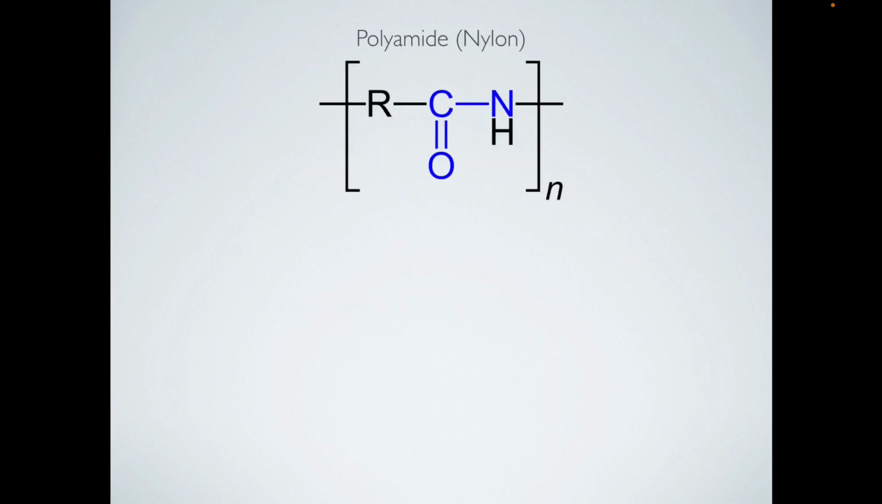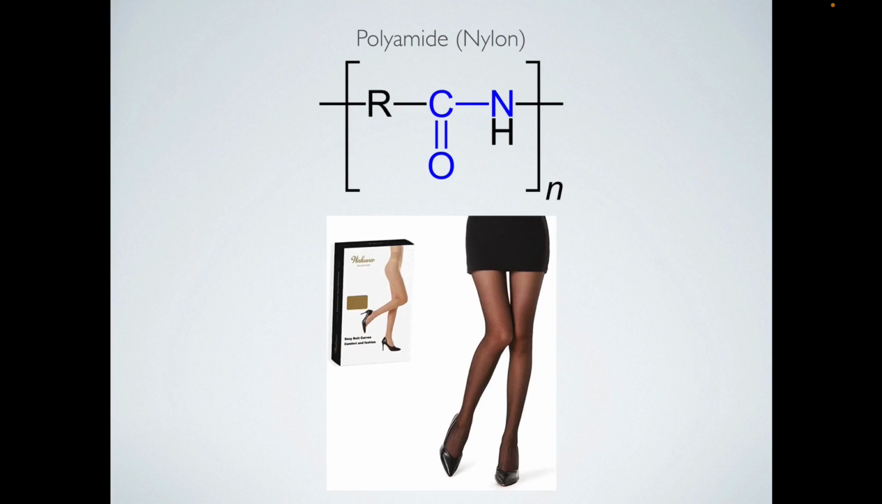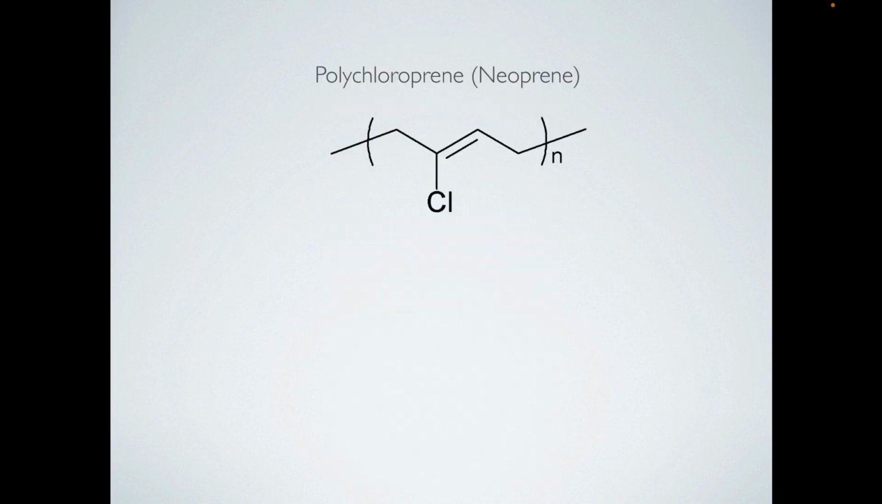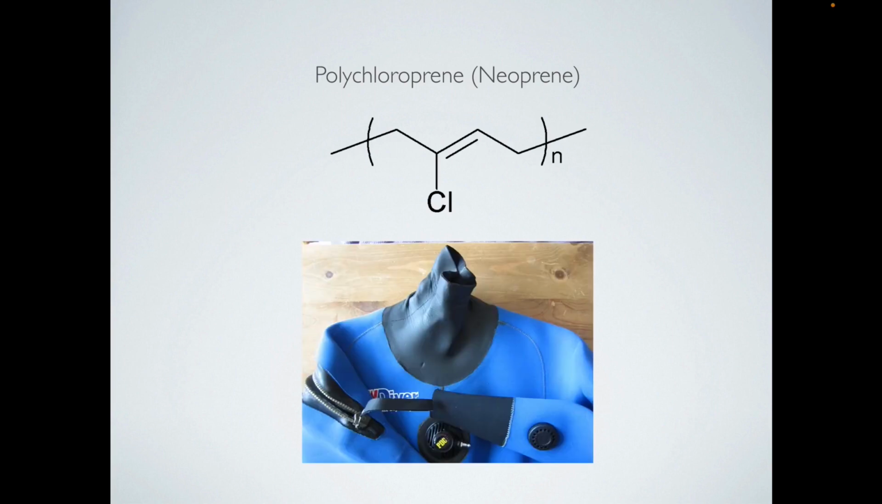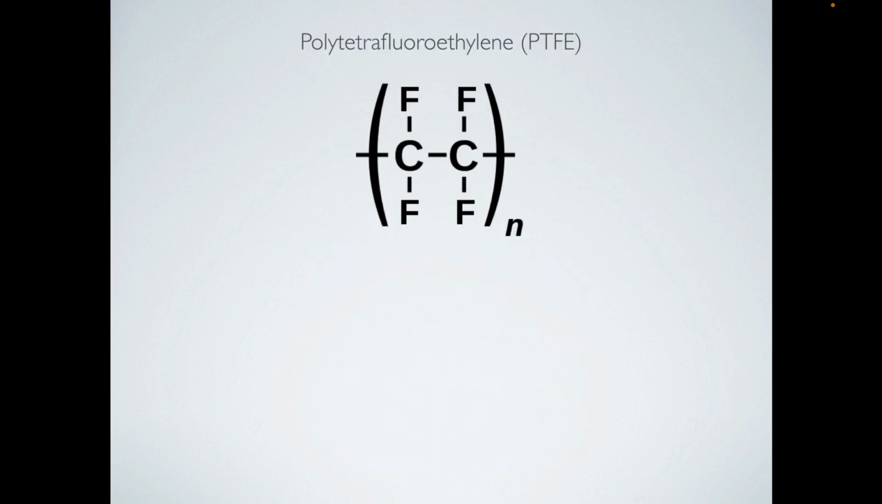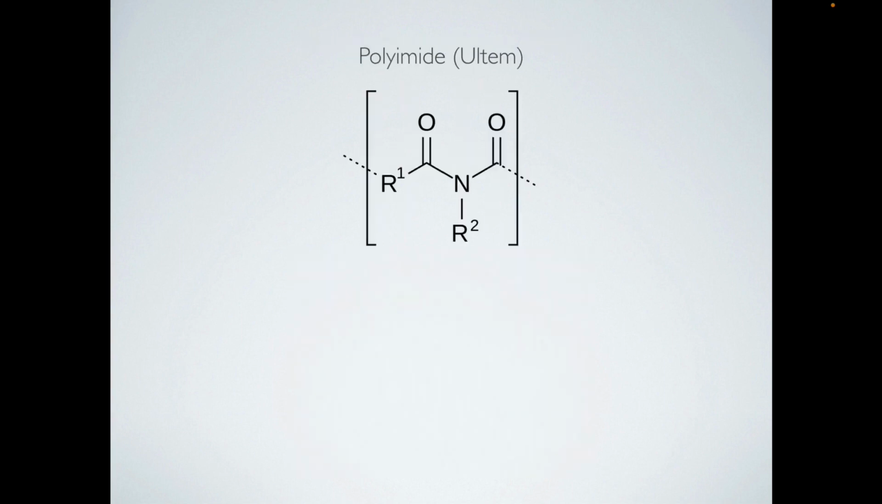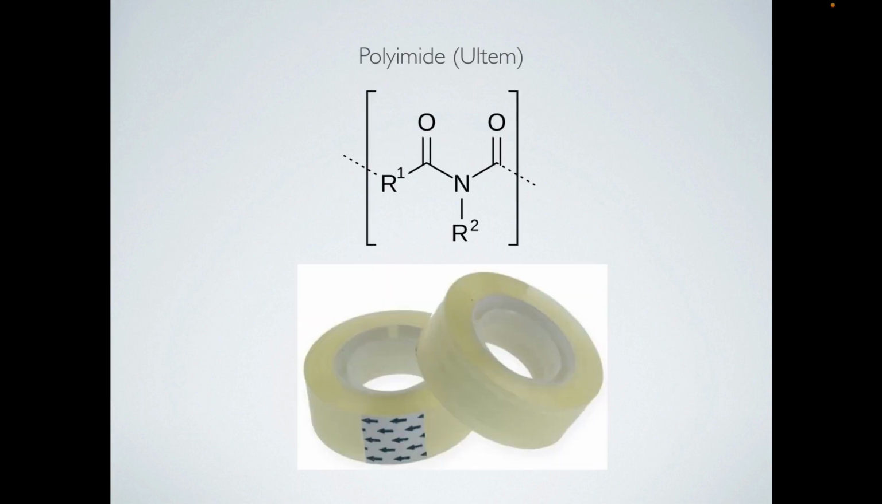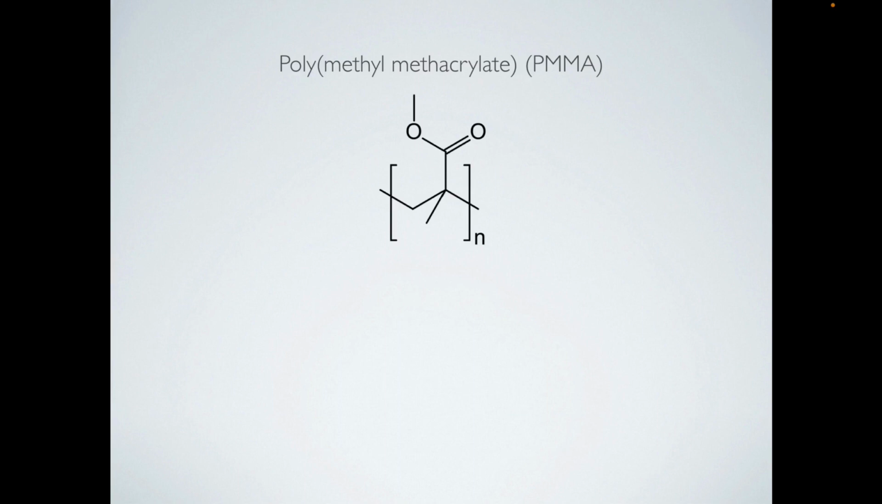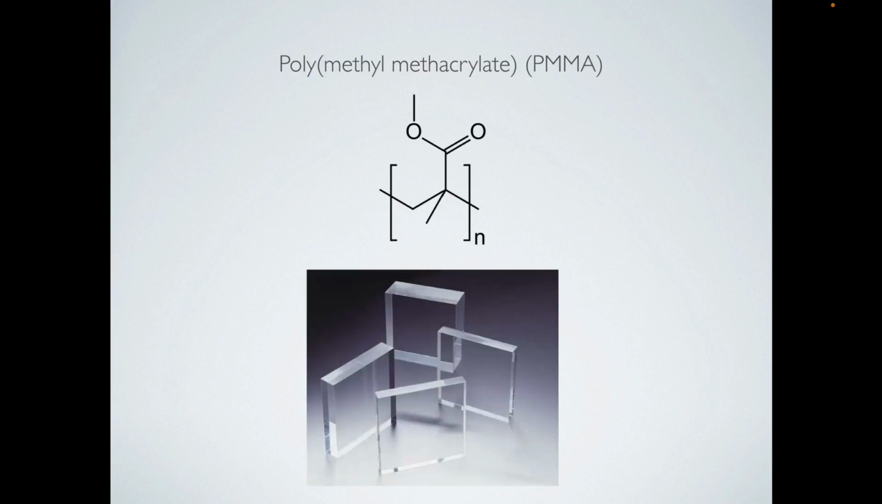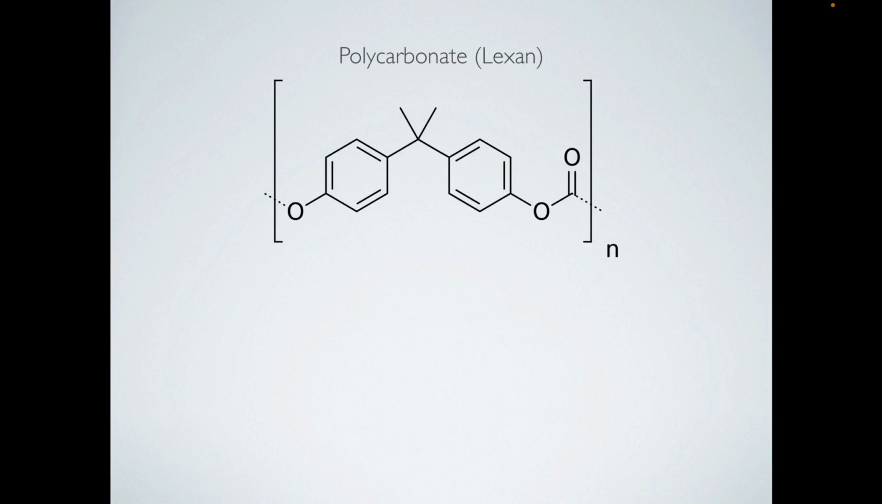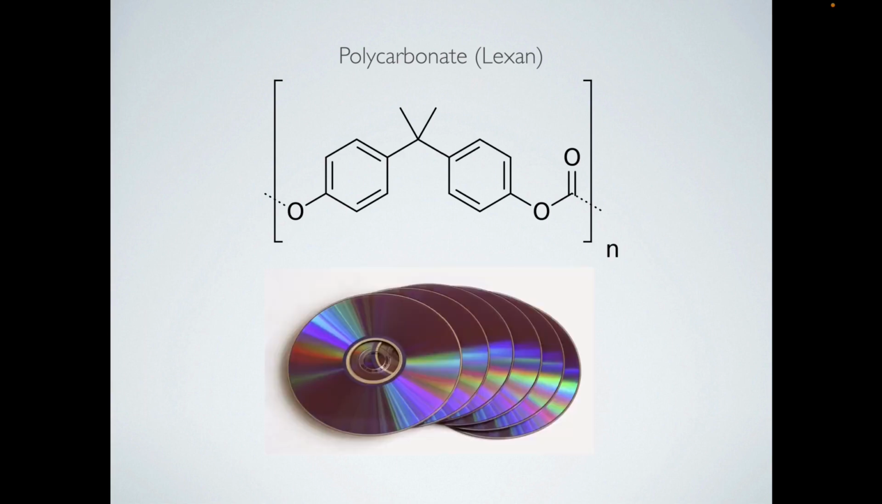Polyamide, best known as nylon, used in stockings for instance. Polychloroprene, trade name neoprene, the best example of it is the rubber costumes, like diving suits. Polytetrafluoroethylene or PTFE, trade name Teflon, used in Tefal frying pans. Polyimide, trade name Ultem, in adhesive tapes. Polymethyl methacrylate or PMMA, which is an alternative to glass. Polycarbonate, trade name Lexan, this one is a hydrocarbon glass too, and it has a lot of applications, like the use in the production of CDs and DVDs.